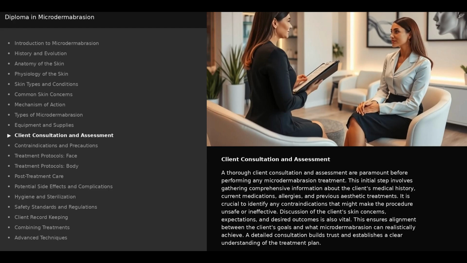Discussion of the client's skin concerns, expectations, and desired outcomes is also vital. This ensures alignment between the client's goals and what microdermabrasion can realistically achieve. A detailed consultation builds trust and establishes a clear understanding of the treatment plan.